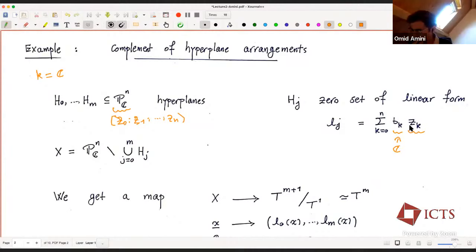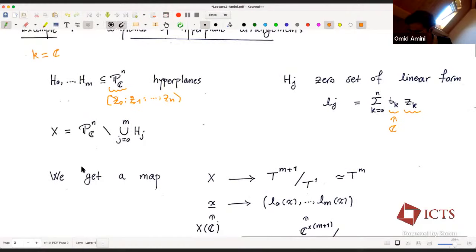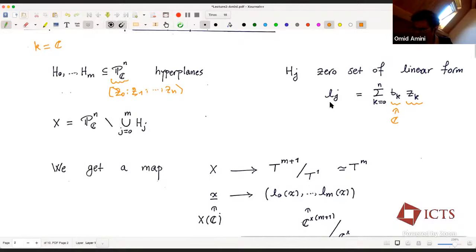So now you're interested in the complement of this hyperplane arrangement, which is obtained by removing all these points from PnC. And it turns out that since you are removing the set of all zeros of these Ljs, then you can use Lj to define a map to the torus. Okay, so how does this work? You take a point x of this complement of the hyperplane arrangement, and then you just evaluate these linear forms on that point.